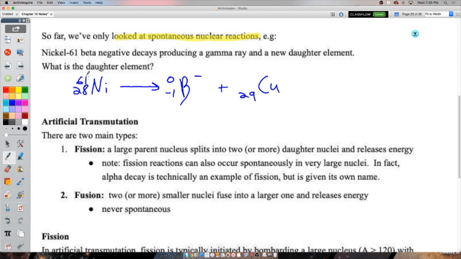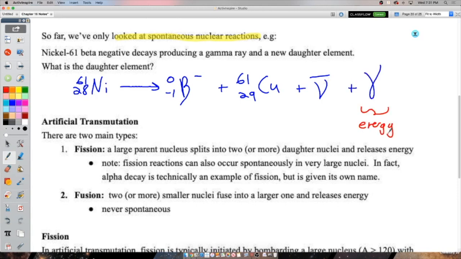Conservation of nucleons. I started with 61. The electron, the beta negative particle, doesn't provide any, so this must have, do not forget the anti-neutrino. I remember it's anti because of the negative, because it's beta negative, and the anti sign kind of looks like a negative. Okay. I'm also just going to show the energy here as a gamma photon.